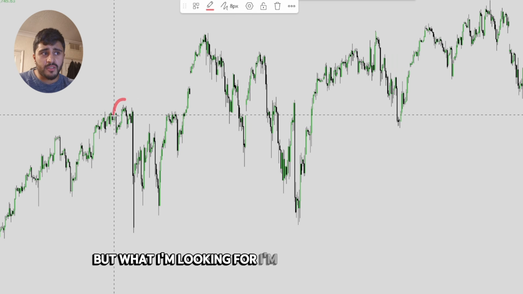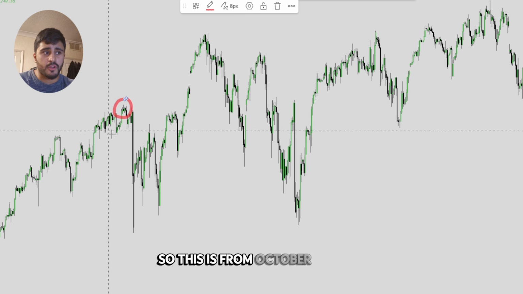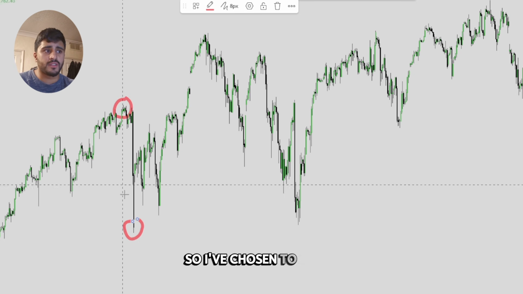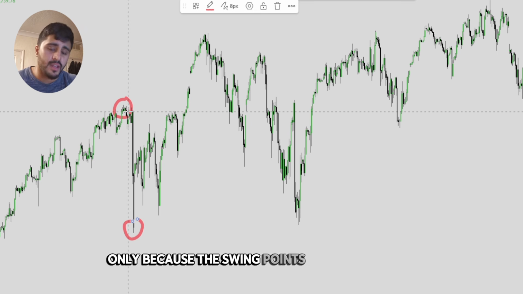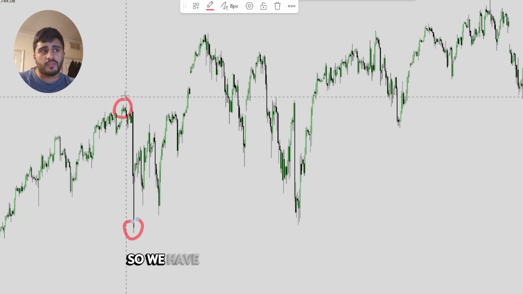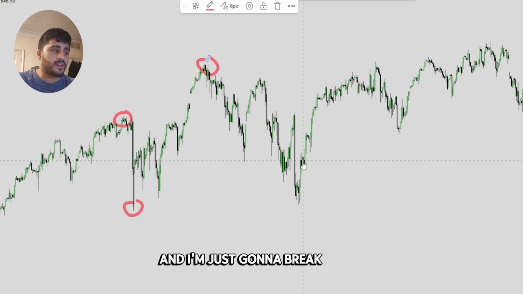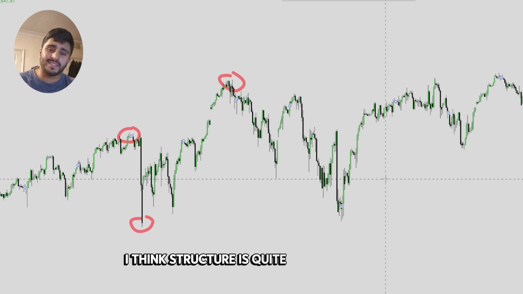What I'm looking for, I'm just going to start over here. This is from October of last year. We see a structural high, then a structural low. I've chosen to start here only because the swing points are very clear to see. So we have a structural high, structural low, and then a structural high. I think structure is quite simple to understand, but only if you apply it correctly.